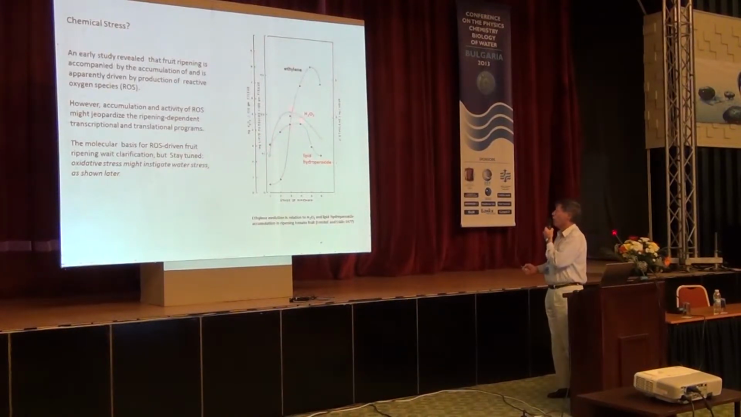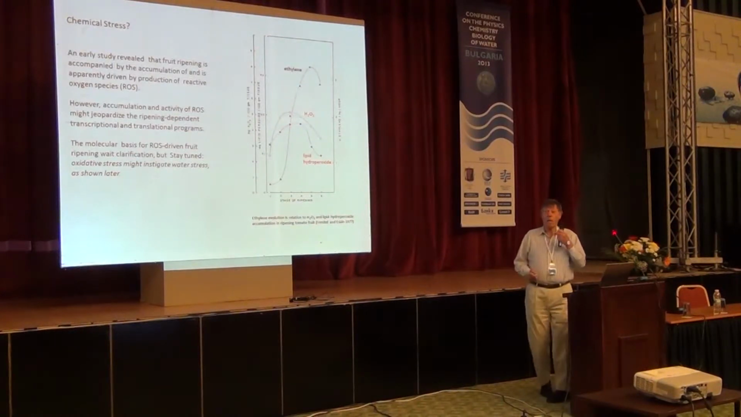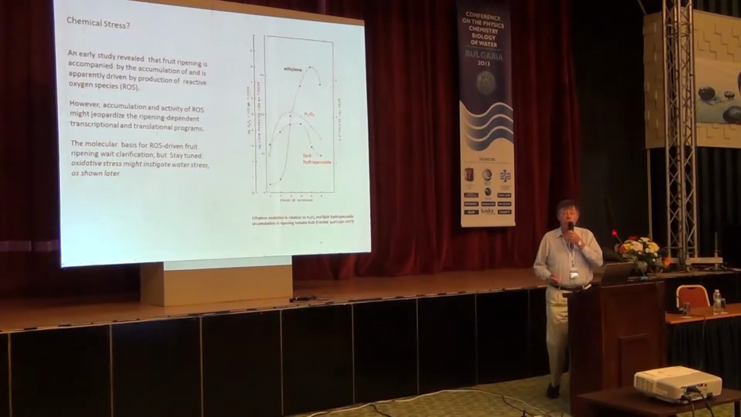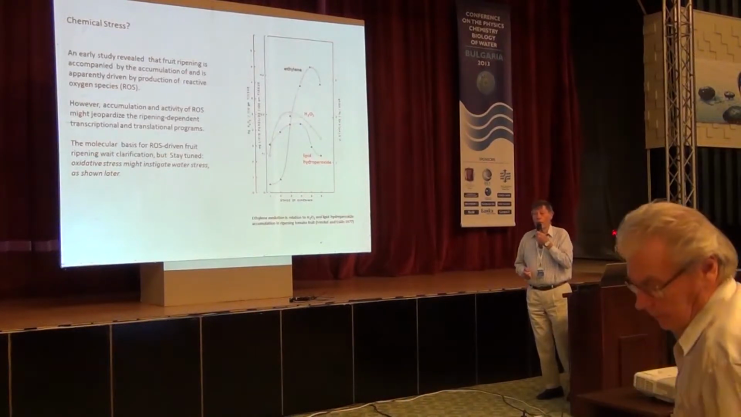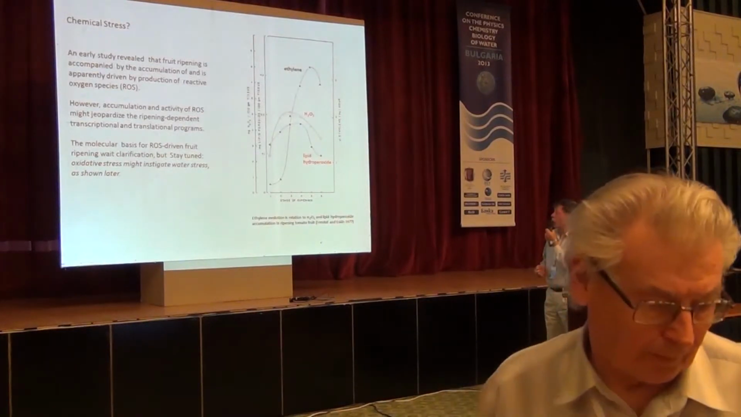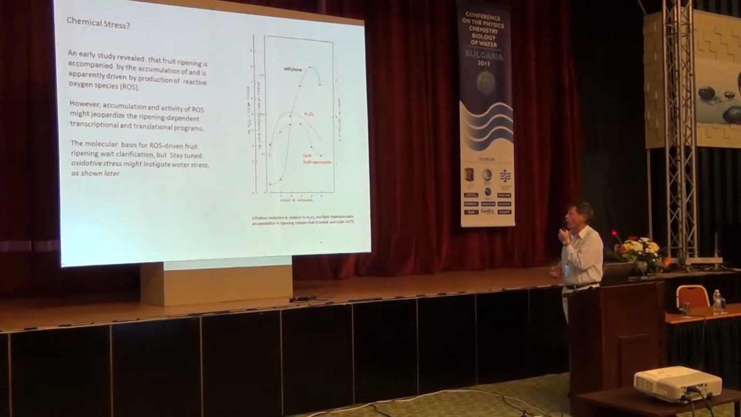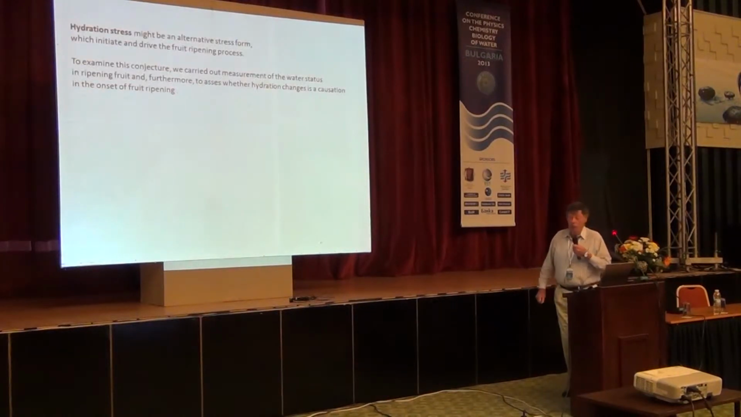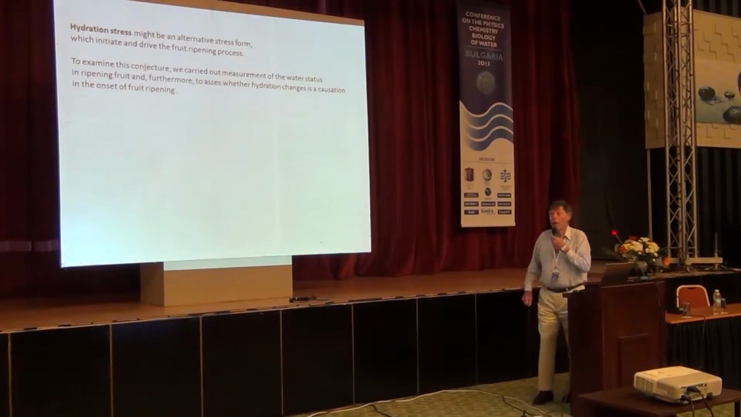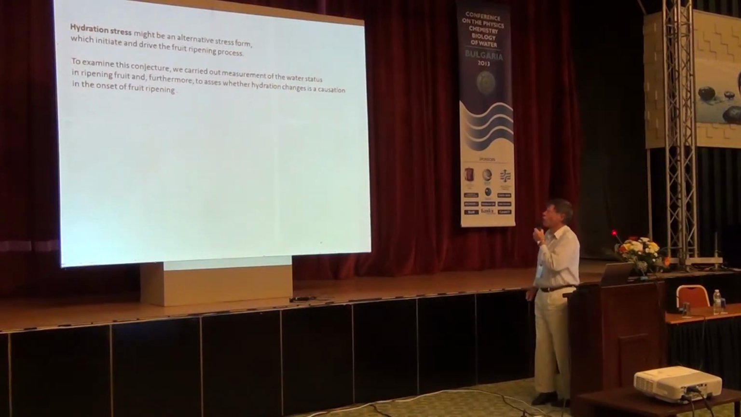However, there is a problem with that because oxidative metabolism may put in jeopardy the transcriptional and the translational activity. And in addition to that, we do not know what may be the cellular or metabolic target of the iron peroxides. However, we will come back to this topic later on. So the other possibility to be considered was hydration stress.